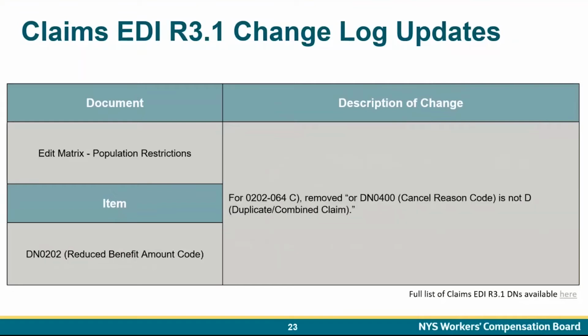Changelog item 200, remove the language for DN 400, cancel reason code is not D, duplicate or combined claim from the population restriction on the SHROI 02, as DN 400 will never be available on a SHROI.